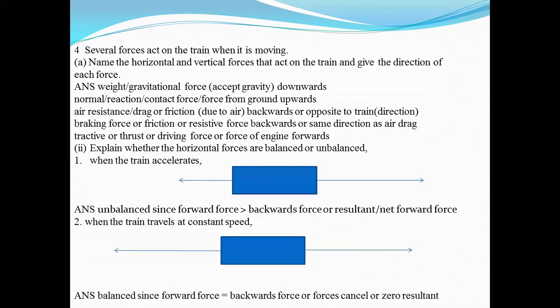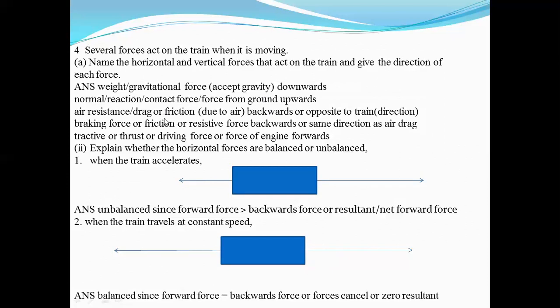Question number 4. Several forces act on a train when it is moving. Part A, name the horizontal and vertical forces that act on a train and give the direction of each force. The vertical forces are the weight, which acts in the downward direction, and the reaction force exerted by the ground on the train, which will be in the upward direction.